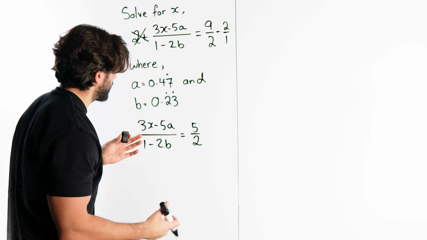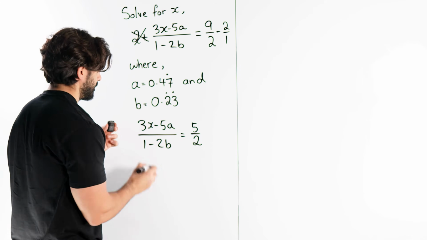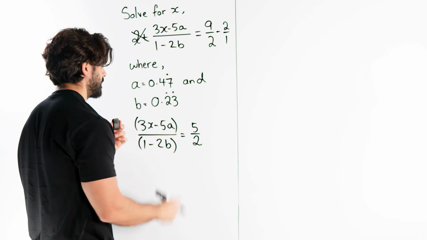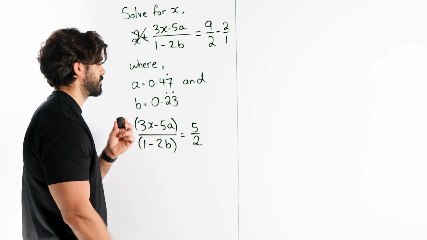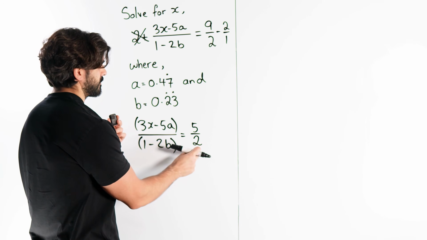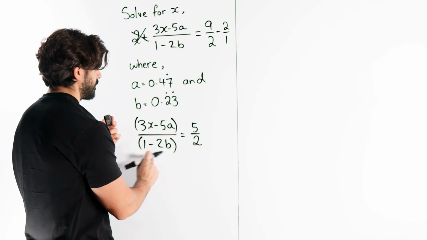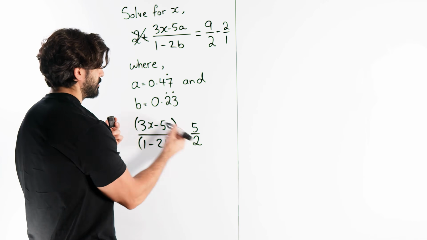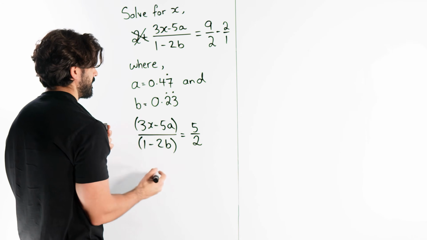The next thing we might want to do here is get rid of denominators. So I'm going to put a bracket around this and a bracket around this. If there's more than one term, always protect it. Then I'm going to multiply both sides by 2 to get rid of this denominator of 2. And I'm going to multiply both sides by 1 minus 2b to get rid of this denominator, which ends up being 2 multiplied by this and 5 multiplied by this.